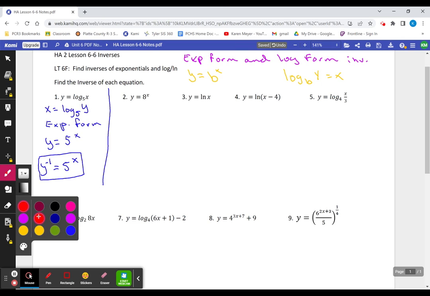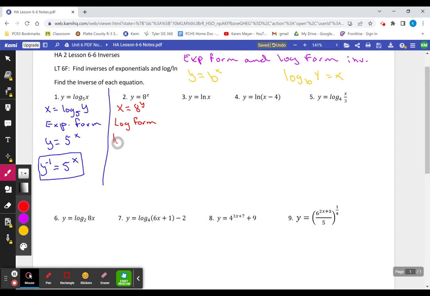Okay, next one. Start by switching x and y. So x equals 8 raised to the y. And this one you're going to notice is in exponential form, so you want to rewrite it into the log form.